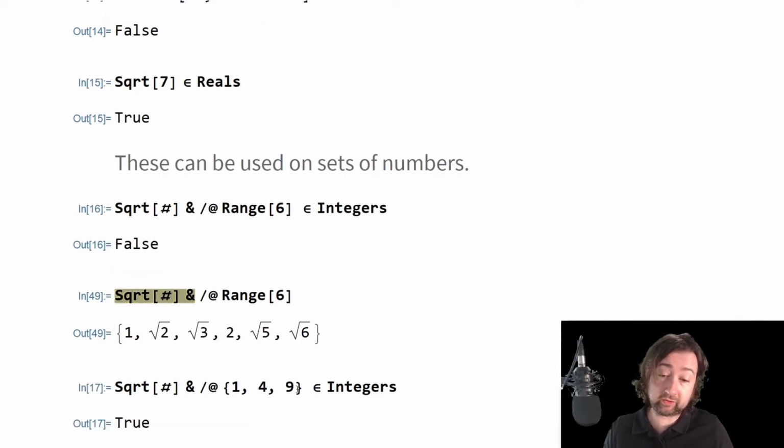If I ask the same question, if I apply square root to the numbers 1, 4, and 9, is that collection of numbers in the integers? And the answer is true. So this is a very convenient way for constructing Boolean checks that we're going to use to drive if-type statements, and then later on controls for loops.